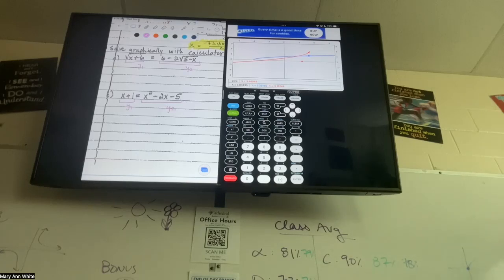It only looks like they intersect at one place, so I'm going to go second trace intersection. Mine says left bound, right bound, yours might say first curve, second curve, doesn't matter. My x equals for letter A is just at 2.66. You feel okay about that? Okay, try the next one. Remember, if you got multiple points of intersection, you maybe have to do intersect twice.